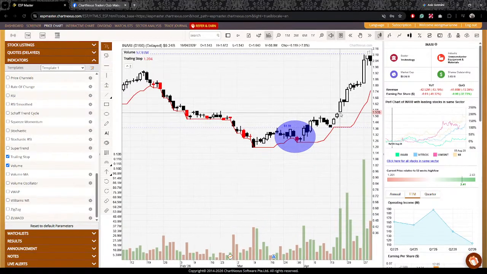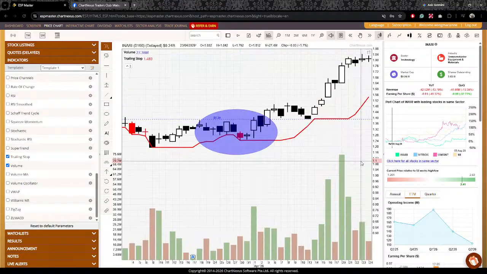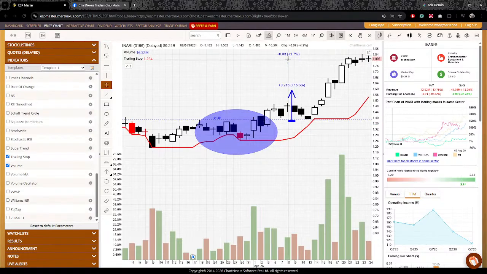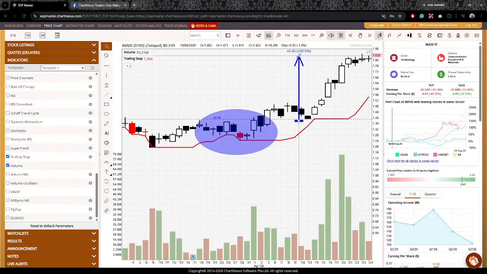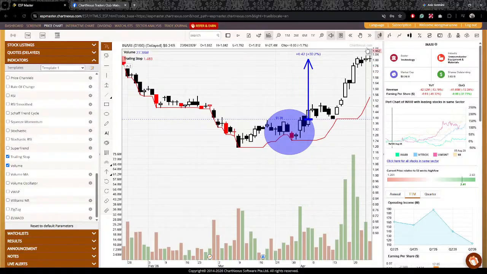Imagine you didn't have this trailing stop, and you came to this point. Then you say, "Not moving much, maybe I just sell now. I lock in my profit." Here is about 30%. Then you say, "Oh, I'm very happy, 30% profit." Then after that you sell. You lock in your profit.